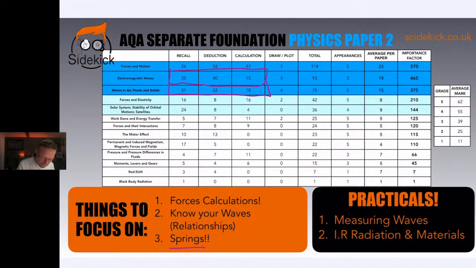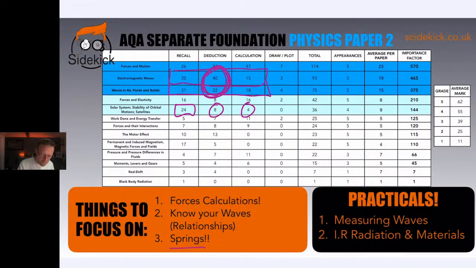Notable mentions, I would also look at this, okay? So your solar system, stability of orbital motions and satellites, most of that is recall, guys. So you are going to get that from your textbooks and your notes and stuff like that. But equally, it's always worth practicing those questions. On average, 9 marks per paper, okay? But you do have some deduction and calculation questions in there as well. So it's pretty clear cut, really. Forces, waves, solar system.